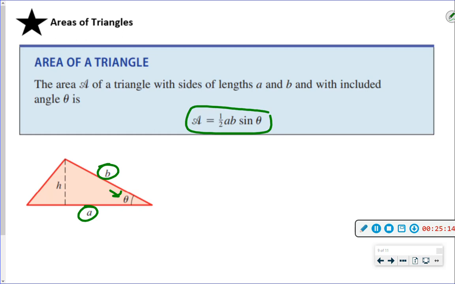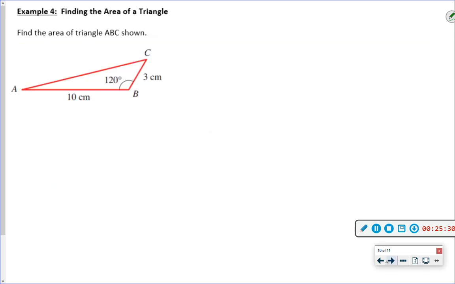So you don't have to be like, oh, let me draw in the height, and let me try to use like SOHCAHTOA or some crazy stuff here to find it, so you do my base height over 2. Too much time. Short and sweet. 1/2 times the side times the sine of your included angle. All right, this is example 5.